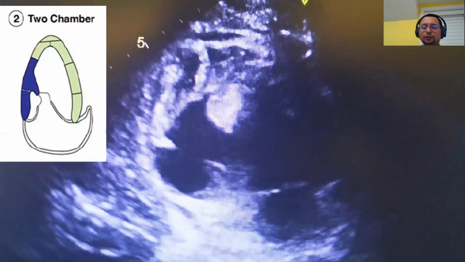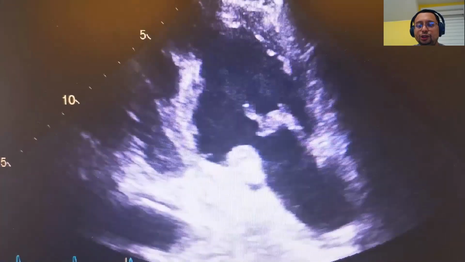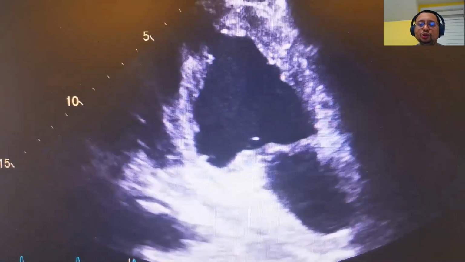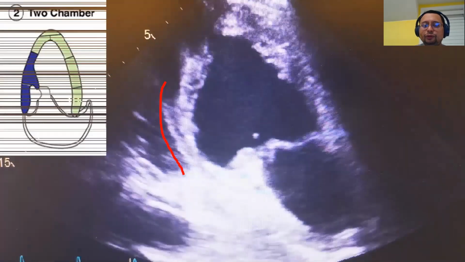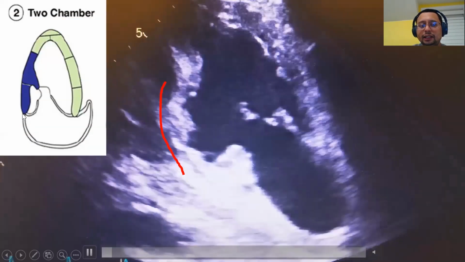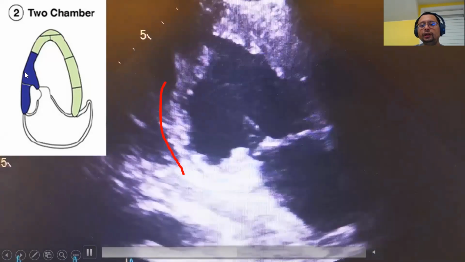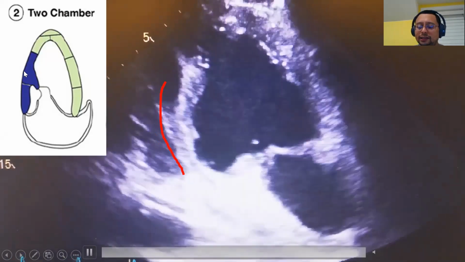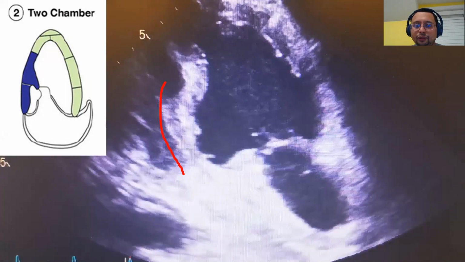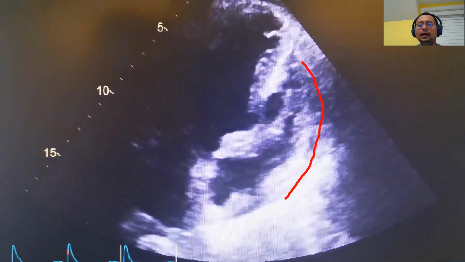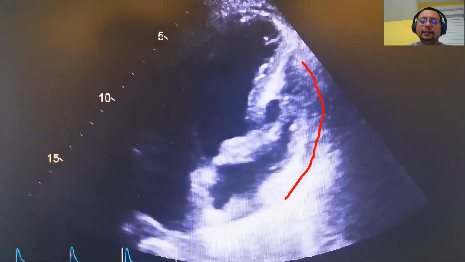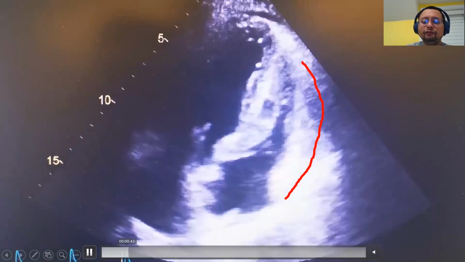This is the apical two-chamber view. Again, I show you the proper apical two-chamber view. If I were just to highlight that part, if you look which part is that, that is actually basal and mid inferior. So this is the RCA distribution again in multiple views that I've shown you. Now, we know already that this is someone that has right coronary artery infarction.